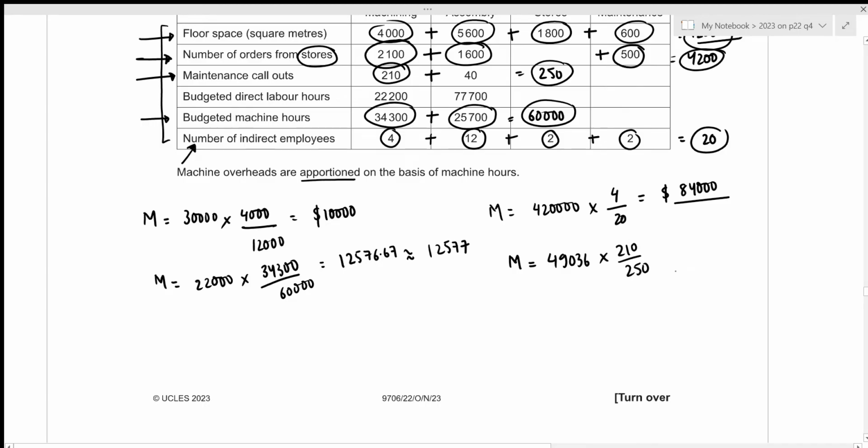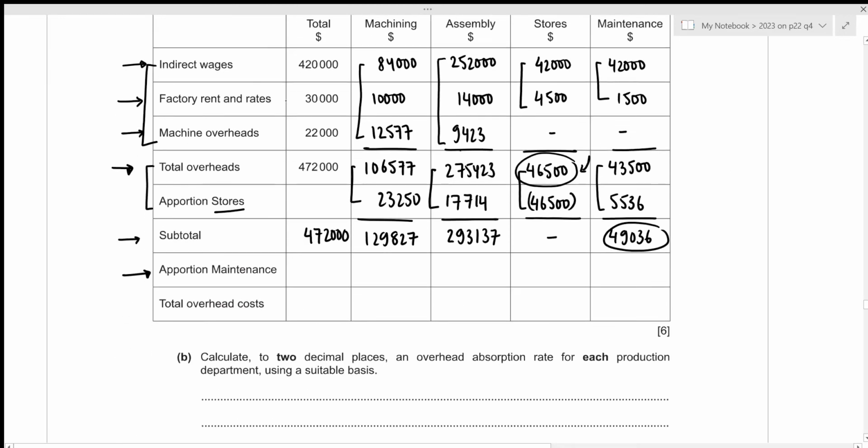which results in 41,190.24. So we can just round it off as 41,190. And for our assembly department as well, it's going to be 49,036 times 40 divided by 250, which results in 7,846.76. So we can just round it off as 7,846. Let's write it down. For apportionment of maintenance within our machining department, that was 41,190. For the assembly department, there was 7,846. And we need to subtract the exact same amount from the maintenance department.